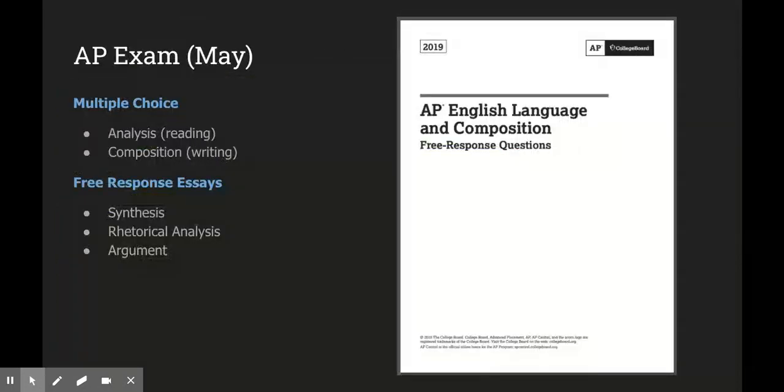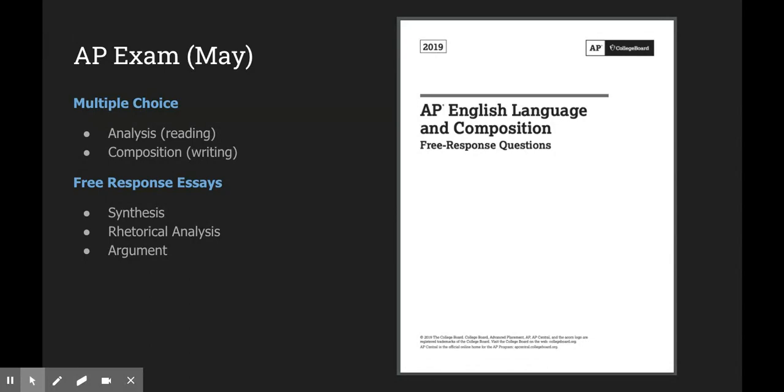And then in May, you take the AP exam, which has 2 components. In the first, multiple choice, you have an hour to deal with 2 analysis passages. These test your rhetorical reading ability, and then you'll have 3 shorter composition passages, which are essentially revision. Your job is to take a written piece and then offer suggestions for improving the rhetorical function of that. So it tests your writing or revision really more than anything.